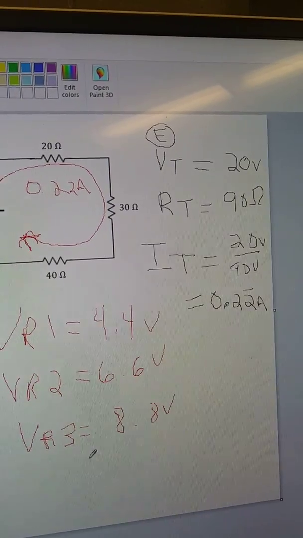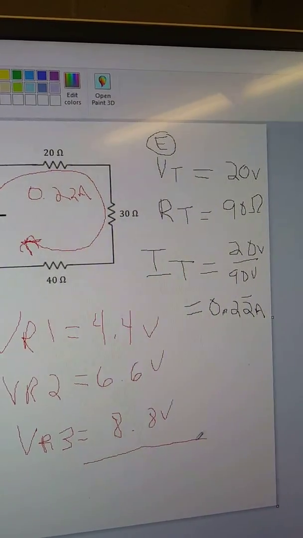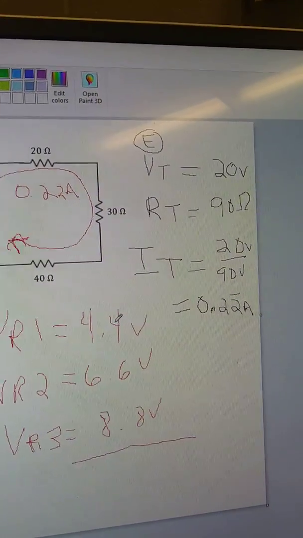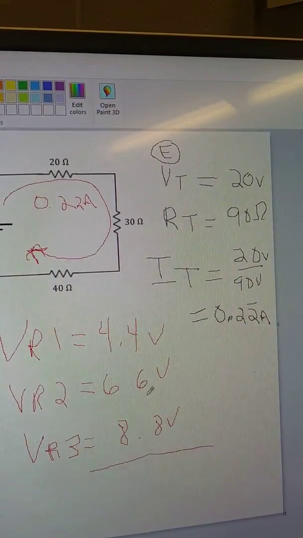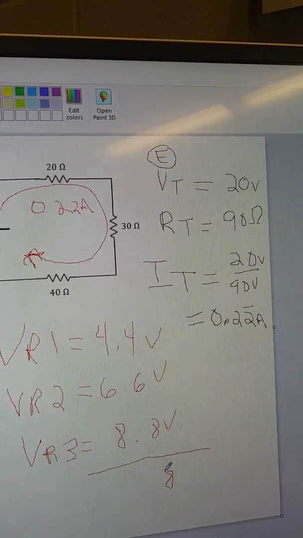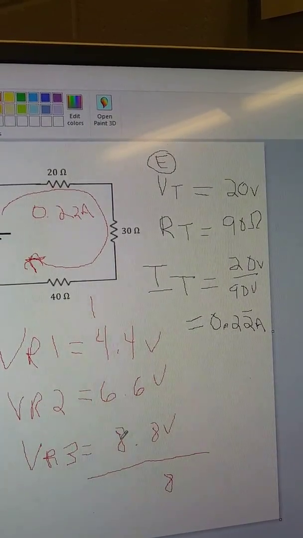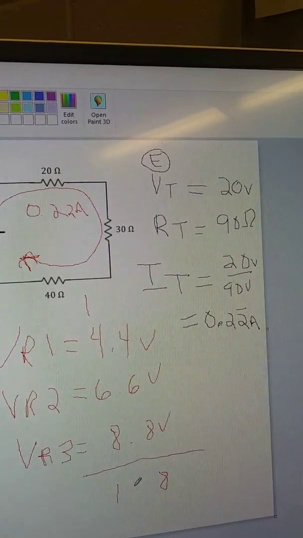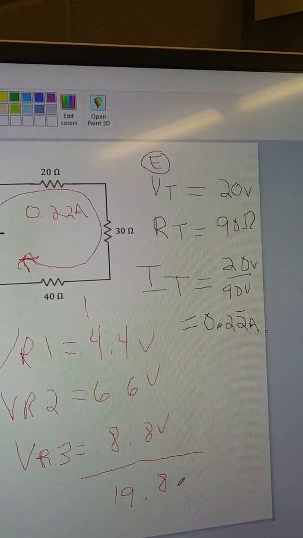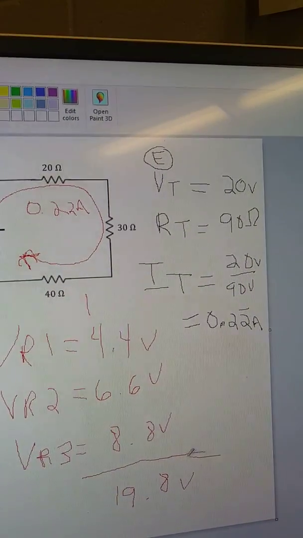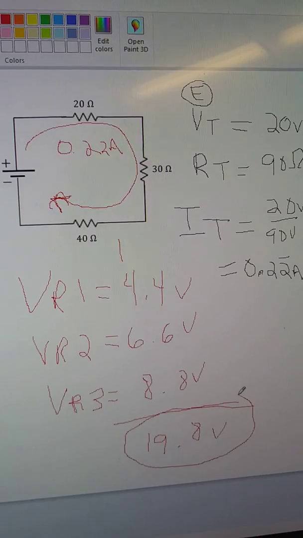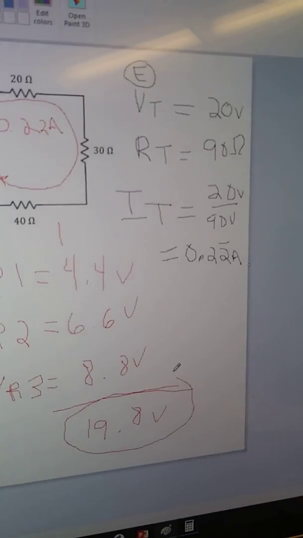Now we know the sum of those drops should equal the applied voltage, 20 volts. See how close we are. 4 plus 6 is 10, plus 8 is 18. Carry the 1. 4.4 plus 6.6 plus 8.8 is 19.8 volts. So we came out with 19.8 volts. So not bad, very close, and we proved Ohm's law in a simple series circuit.